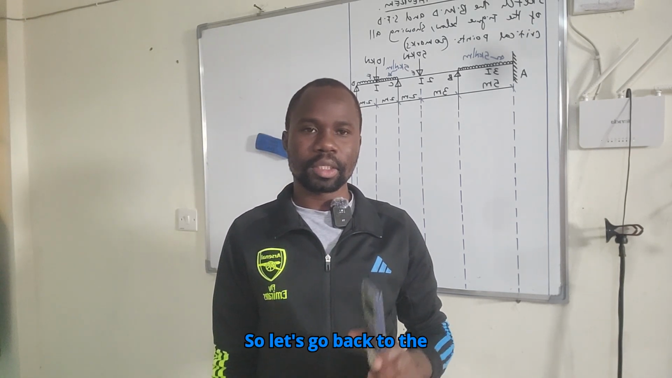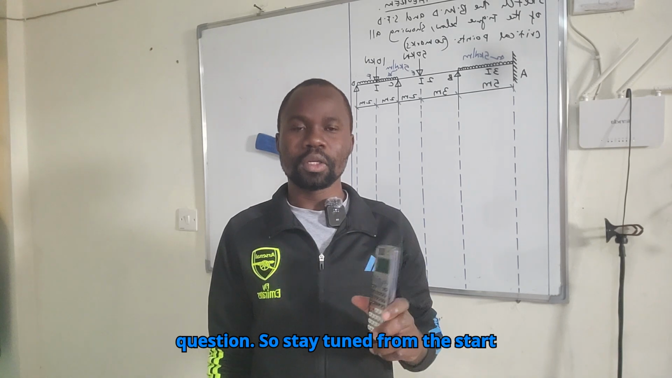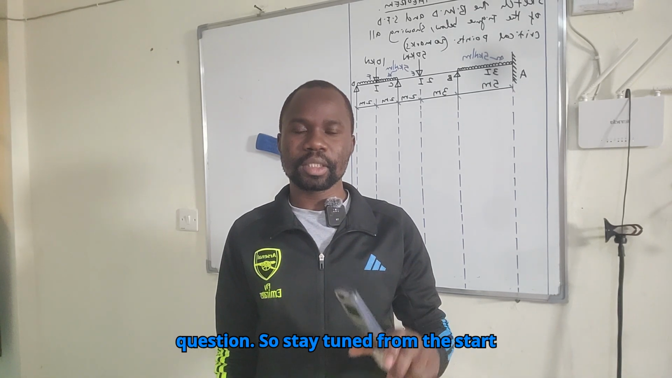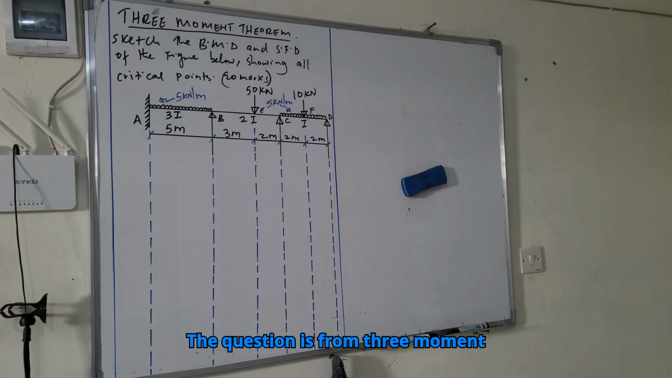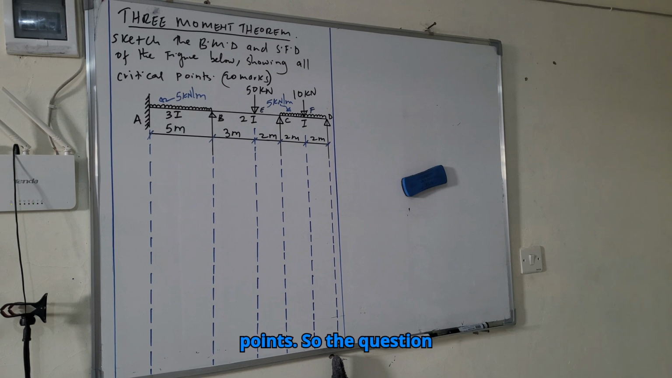So let's go back to the question. Stay tuned from the start up to the end. The question is from the three-moment theorem, or sometimes you call it the Clapeyron theorem. And the question reads, sketch the bending moment diagram and shear force diagram of the figure below, showing all critical points. The question carries 20 marks.